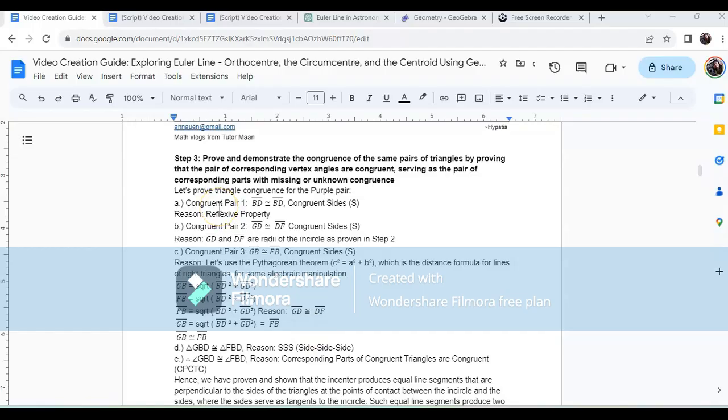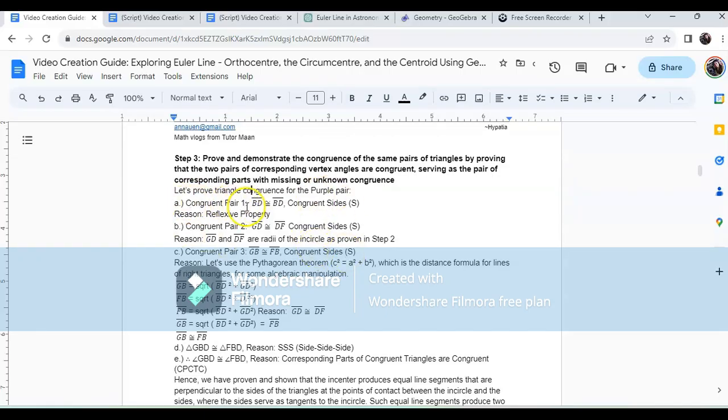Step number 3. Prove and demonstrate the congruence of the same pairs of triangles by proving that the pair of corresponding vertex angles are congruent. This pair of corresponding vertex angles is the pair of corresponding parts with missing or unknown congruence. So let's prove now triangle congruence for the purple pair.